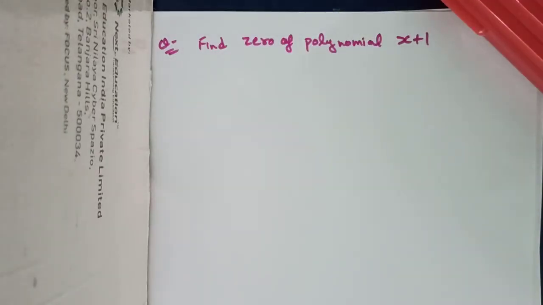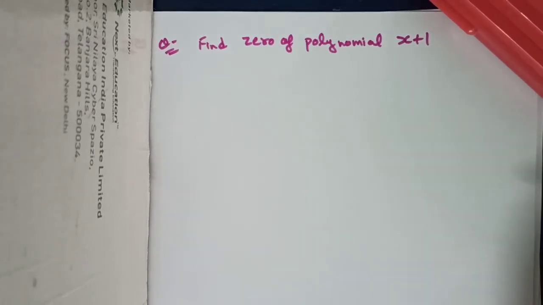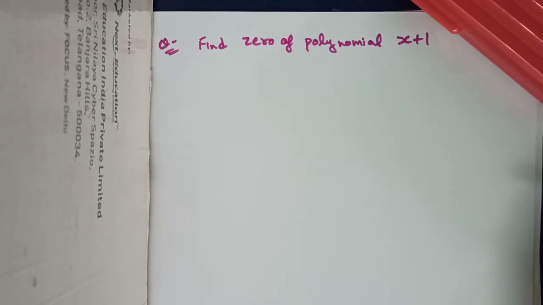Now suppose the question comes: find the 0 of the polynomial, and we are given a polynomial, that is x plus 1. It is a linear polynomial and we have to find the 0 of the polynomial x plus 1. So by the definition of the 0 of a polynomial, we know that the 0 of a polynomial is that value of the variable x at which the value of the polynomial is 0. So the value of the variable at which the value of the polynomial is 0 is called the zero of the polynomial. So if this is true, then the converse statement is also true.